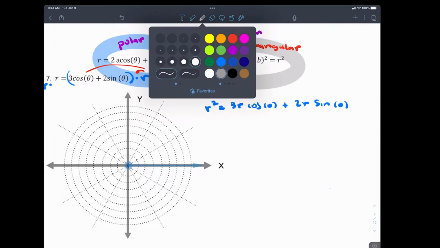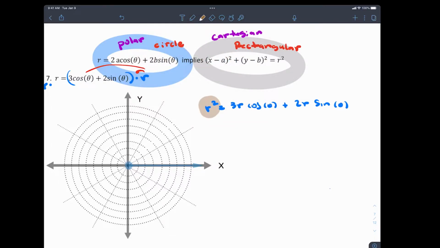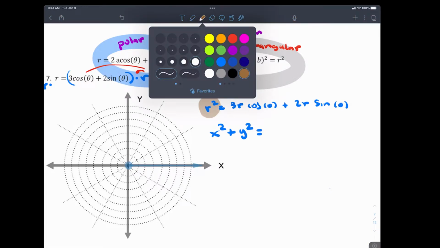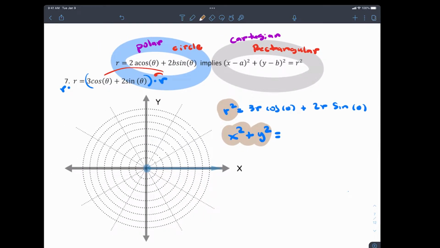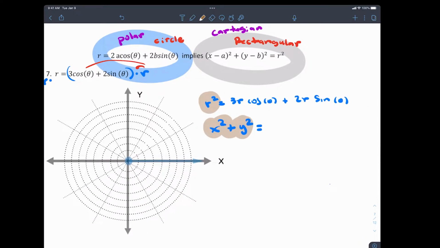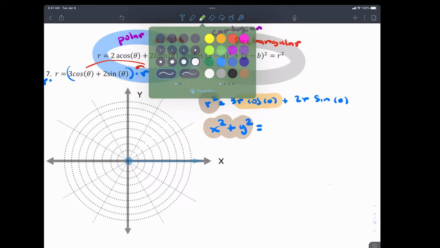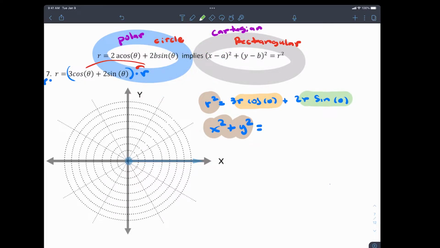Now, remember what we said yesterday. If you see r squared, what does that mean? You replace that with x squared plus y squared, okay? This is the r squared portion, going back to the conversion formulas that we looked at. You guys agree with that? You remember that? And then you say, well, what is r cosine theta? What is r sine theta? Well, you know what you get.